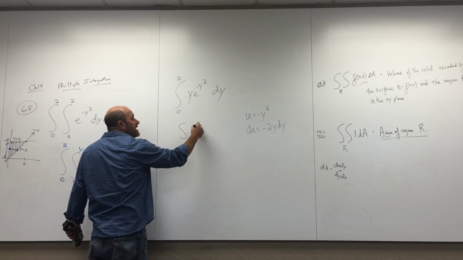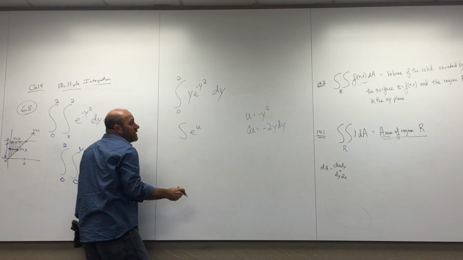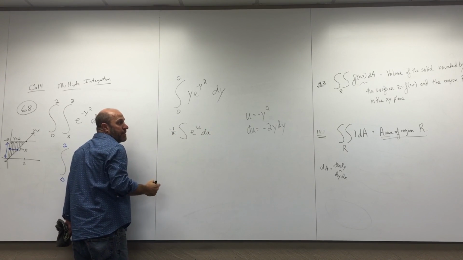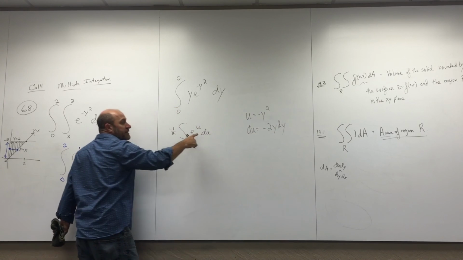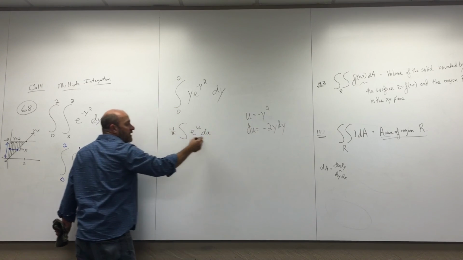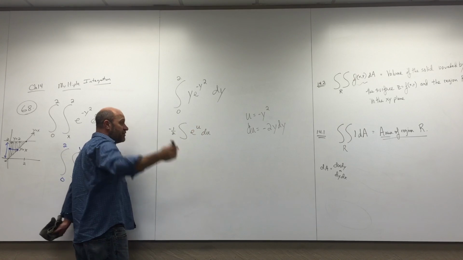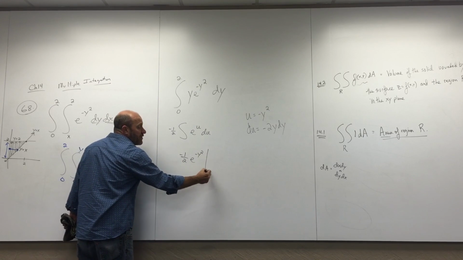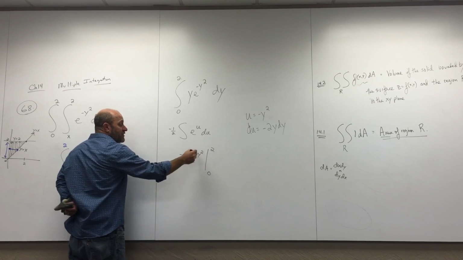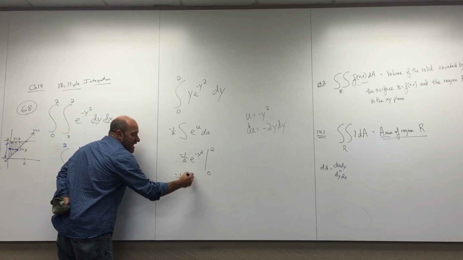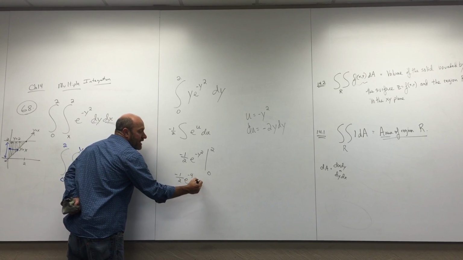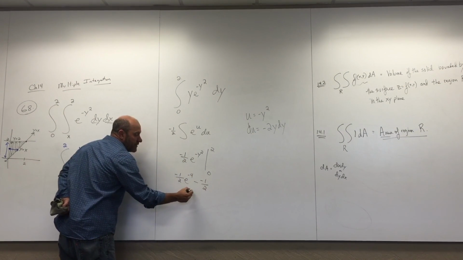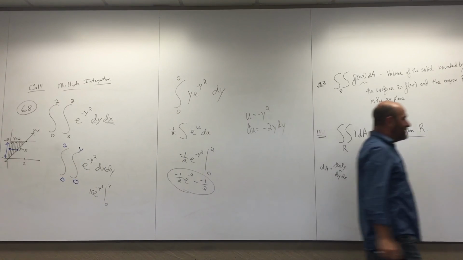This problem turns into e to the u, with a negative one half du. That's how you do this. Now how do you integrate e to the u? It's negative 1/2 e to the negative y squared. I'll plug in my bounds, 0 to 2, and we'll be done. Plugging in a 2 gives me negative 1/2 e to the negative 4 minus negative 1/2 times 1. Woohoo! That's it.